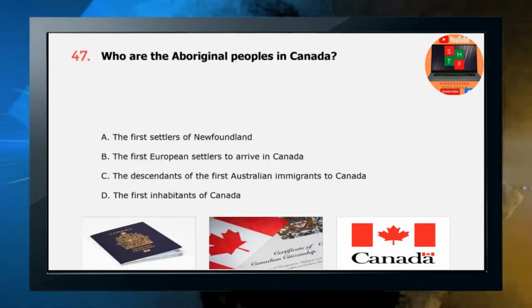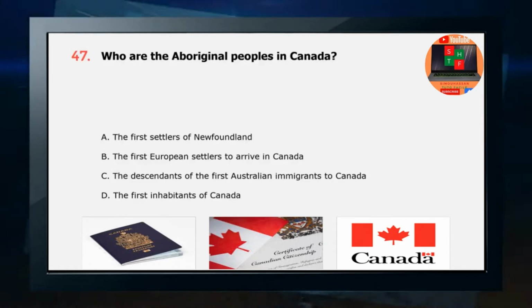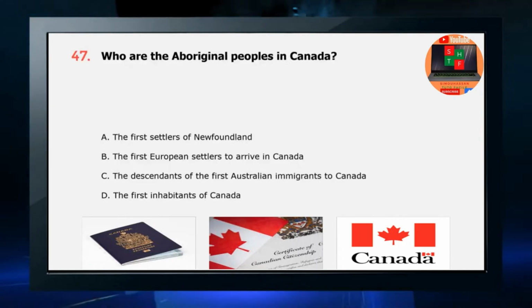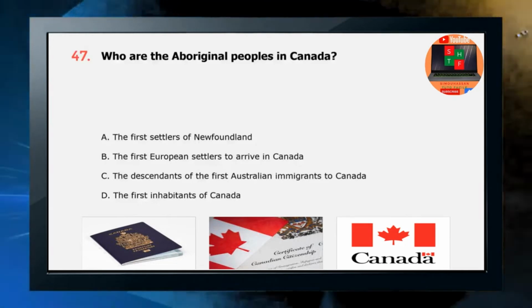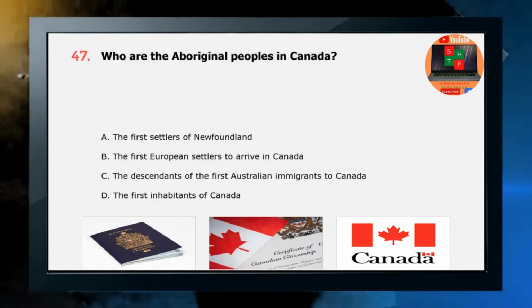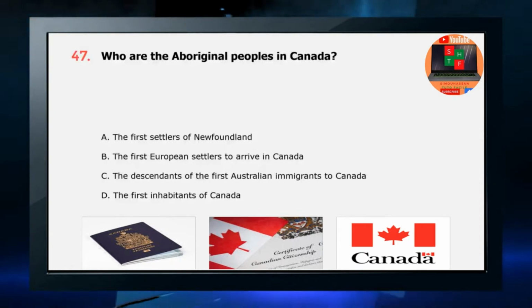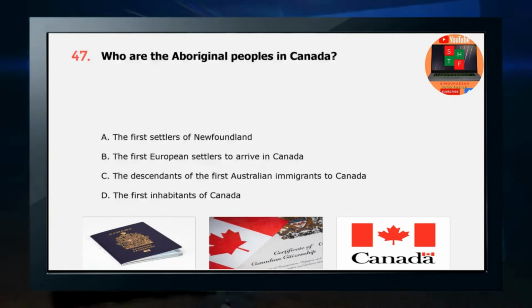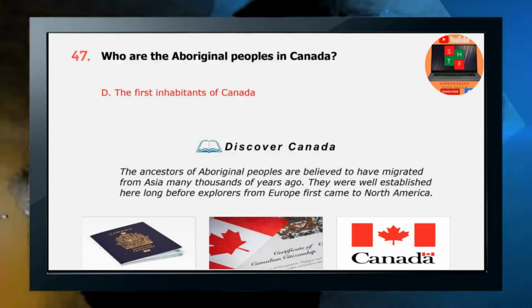Question 47. Who are the Aboriginal peoples in Canada? A. The first settlers of Newfoundland. B. The first European settlers to arrive in Canada. C. The descendants of the first Australian immigrants to Canada. D. The first inhabitants of Canada. The answer is D. The first inhabitants of Canada.